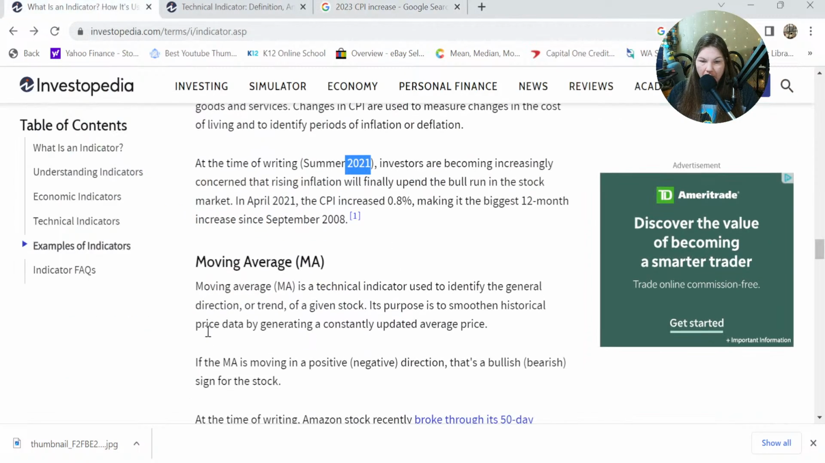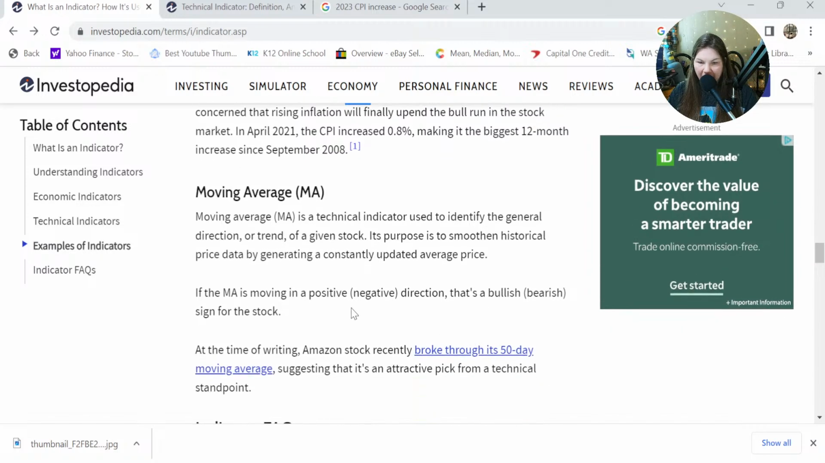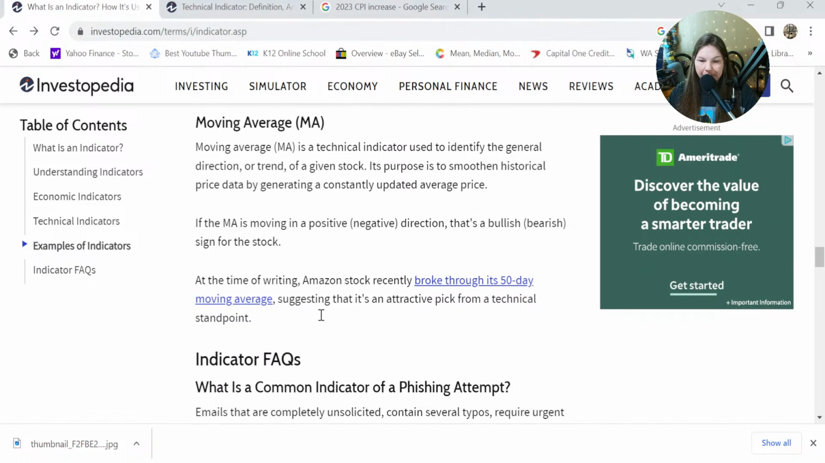So, a moving average. The moving average is a technical indicator used to identify the general direction or trend of a given stock. Its purpose is to smoothen historical price data by generating a constantly updated average price. If the MA is moving in a positive direction, that's a bullish sign for the stock. So if it's going up, it's bullish. If it's going down, it's bearish, bearing down, remember. At the time of writing, Amazon stock recently broke through its 50-day moving average, suggesting that it's an attractive pick from a technical standpoint. So, that's helpful.